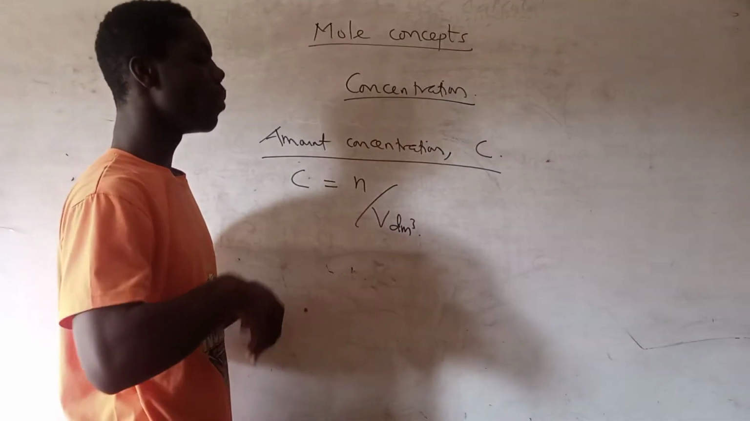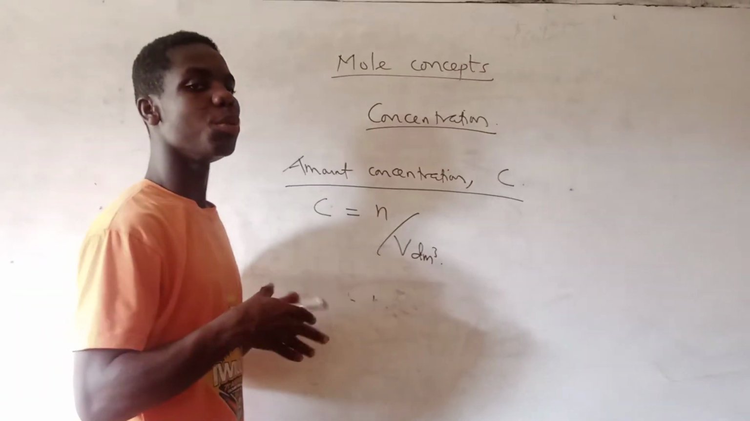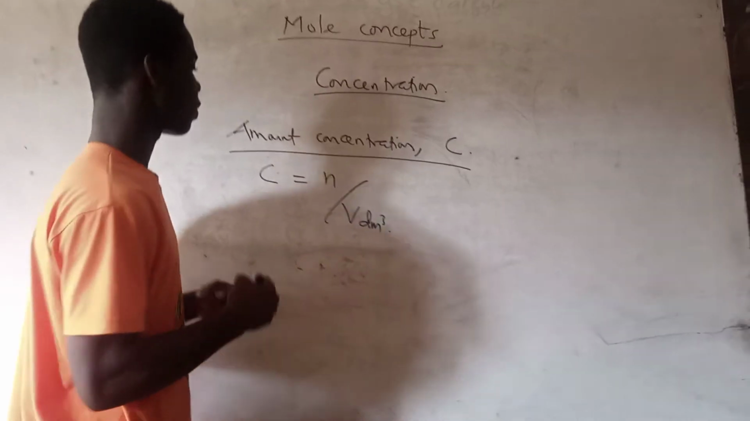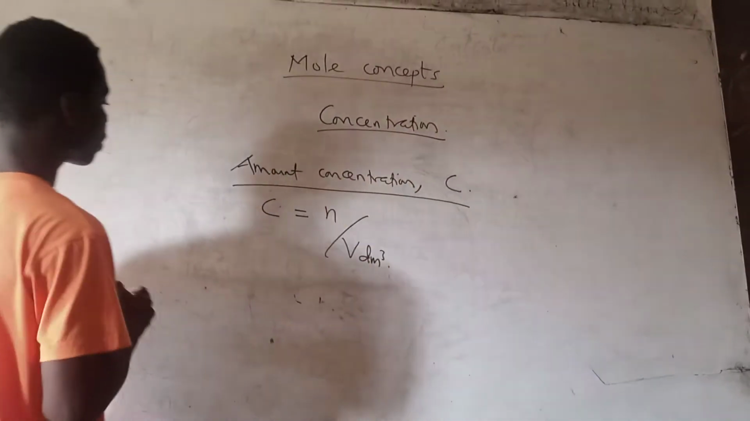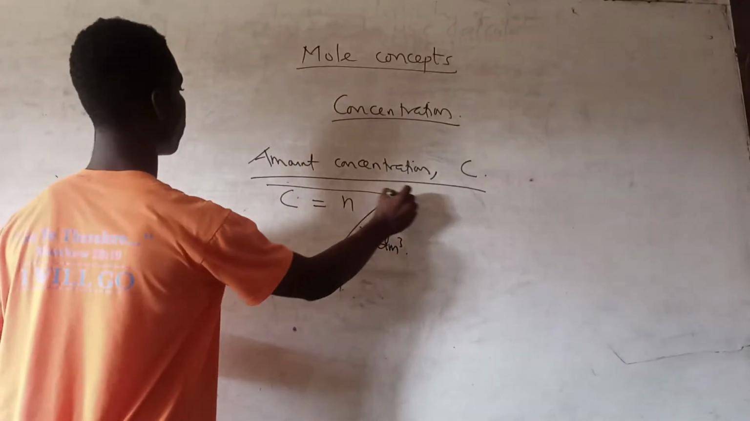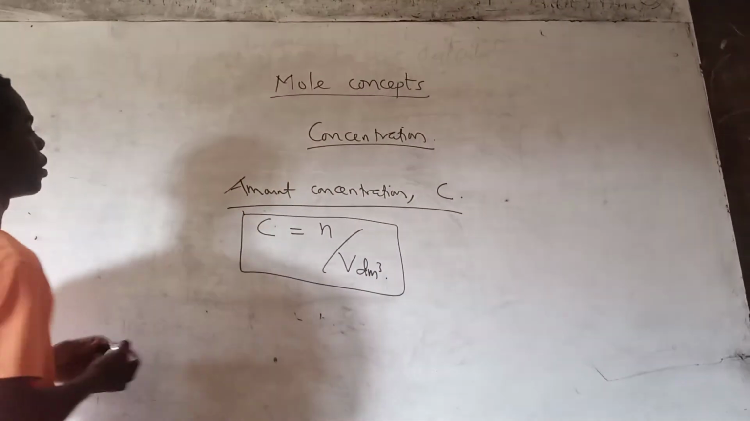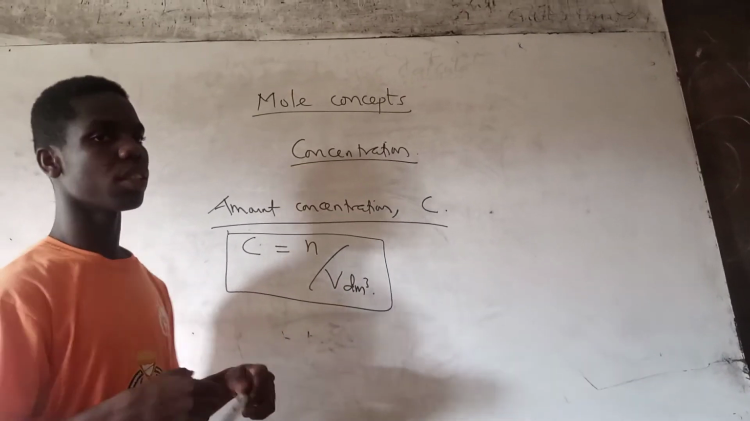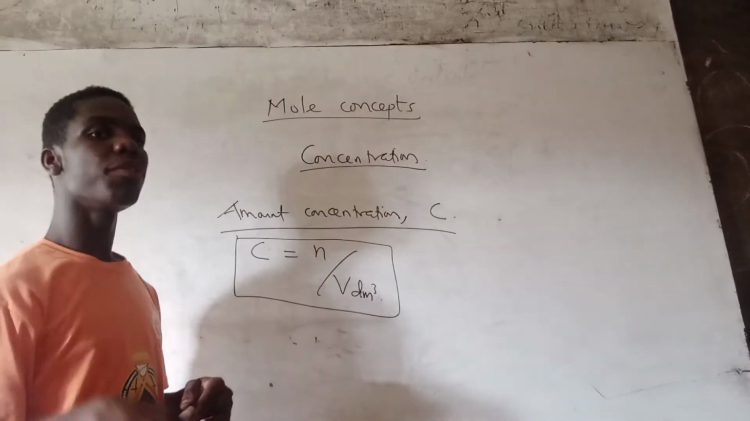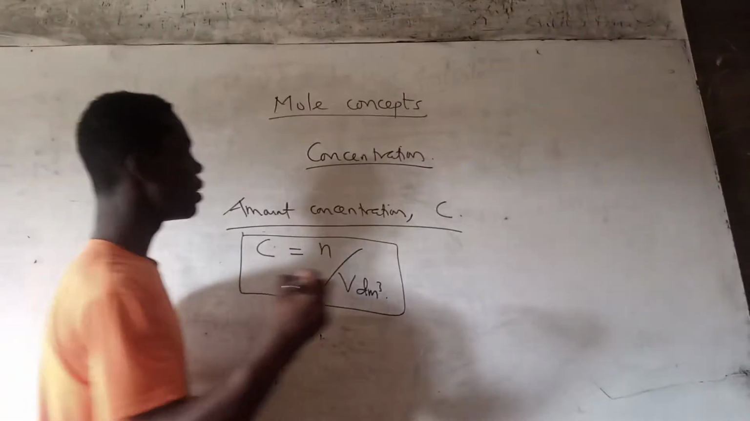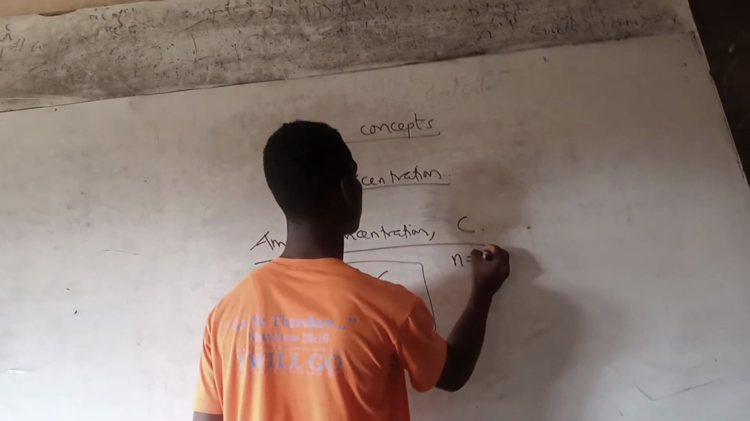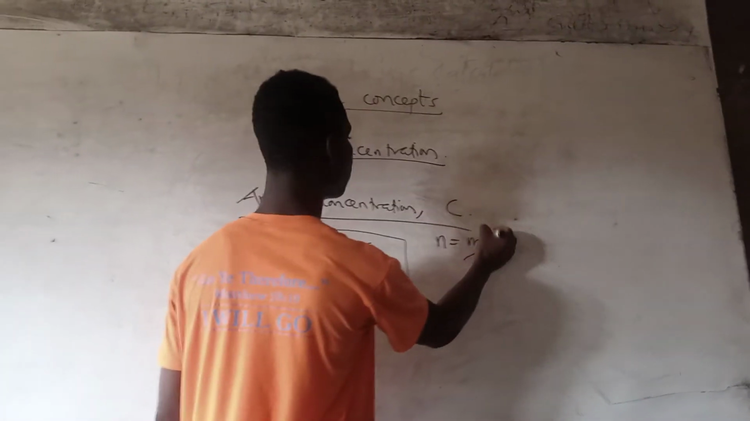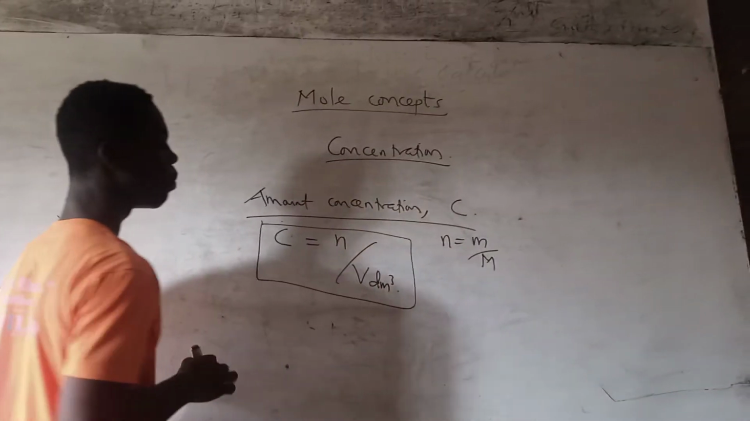So when it is given in centimeters cube, we are supposed to convert it to what? Decimeter cube. So this is the formula for finding amount concentration. We can derive many formulas for amount concentration. From our previous formula, we said that number of mole is equal to mass over molar mass. So we can substitute this equation into this one.